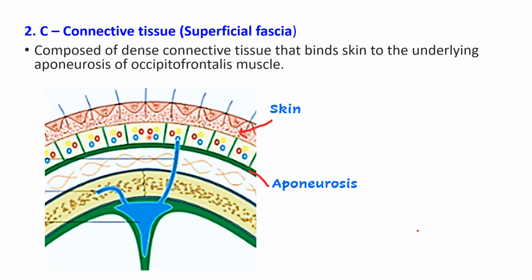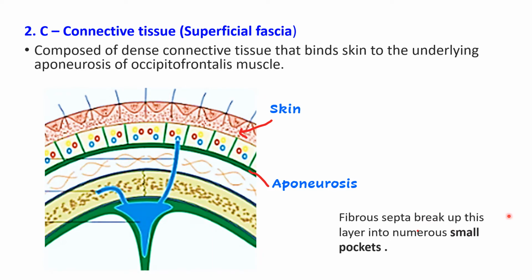These small pockets will be containing the fat there, plus the main named blood vessels which will supply the scalp, and the nerves will be passing through this. So fibrous septa, which are extending from the skin to the aponeurosis, break this layer into numerous small pockets. Because of this, if there is any infection there, the unyielding nature of these fibrous septa will result in a painful condition, right? Because the nerves which are passing through will be stimulated.